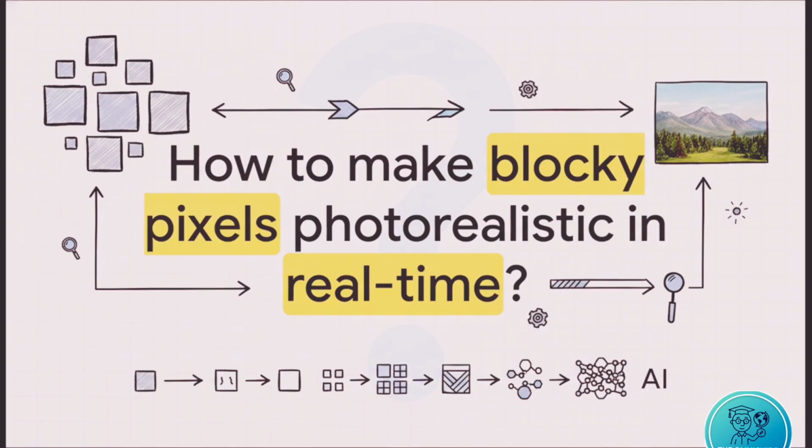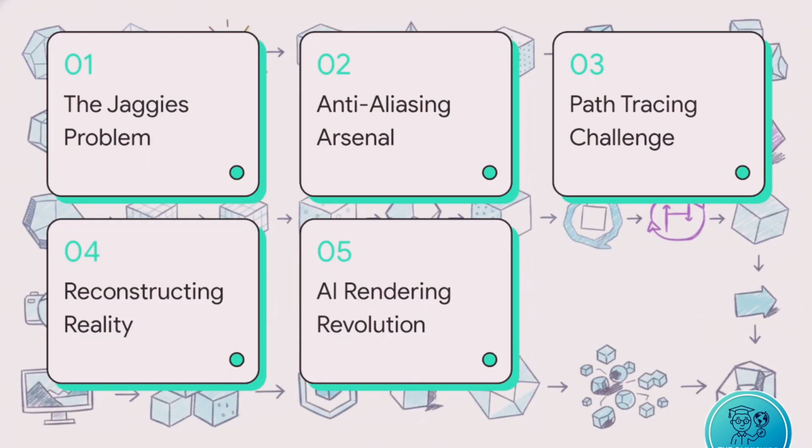How in the world do we take those blocky, aliased pixels and turn them into breathtaking, photorealistic worlds in real time? We're going to trace the evolution of how we solve this, starting from basic rasterization tricks all the way up to the cutting-edge AI that's completely redefining the industry today. Here is the roadmap for today. First, the digital jaggies problem, then the anti-aliasing arsenal, next up, the path tracing challenge, followed by reconstructing reality, and finally, the AI rendering revolution.